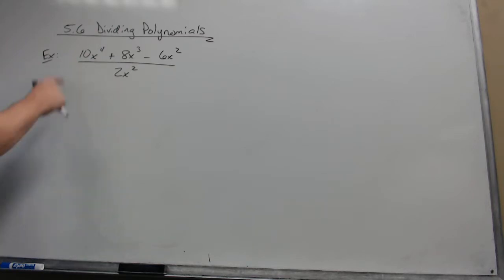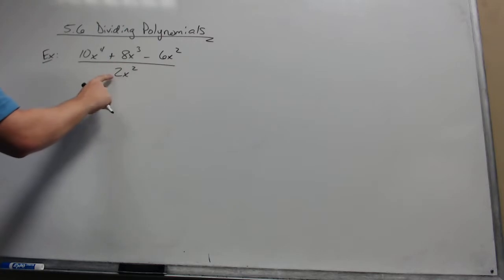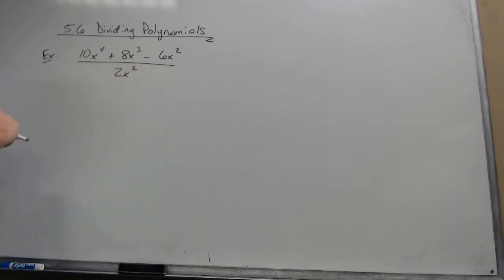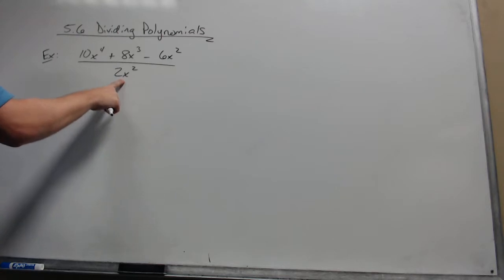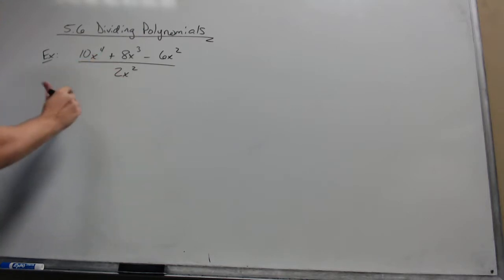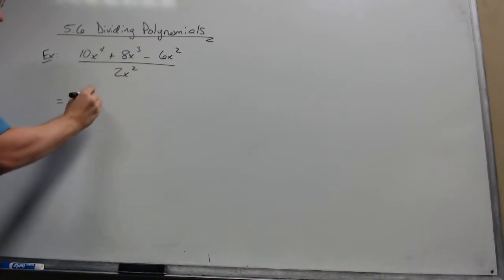There's nothing special here. I'm taking all of these terms and dividing them all by 2x squared. So it can create 3 different problems of division. All right, we know how to do each one of those independently. 10x to the 4th divided by 2x squared. Yeah, I know how to do that. I'm just dividing. So I divide coefficients, and I subtract exponents. That would be 5x to the 2nd.